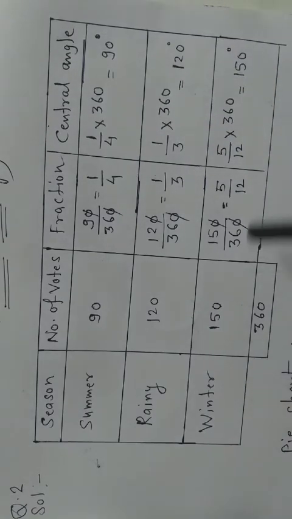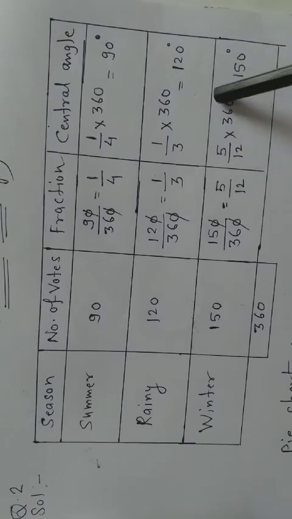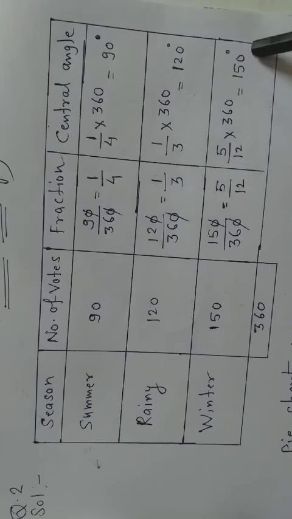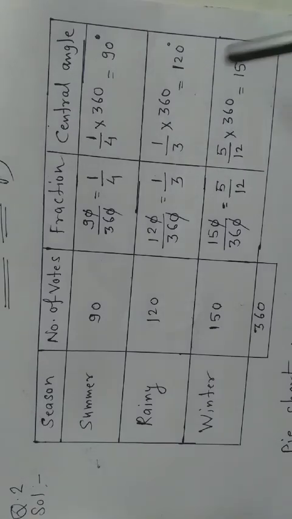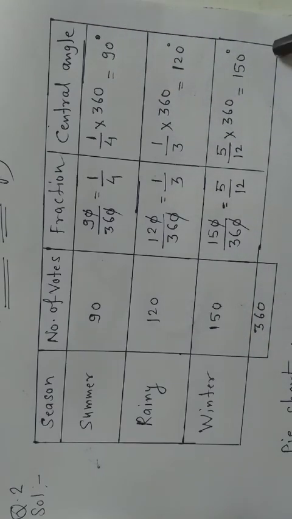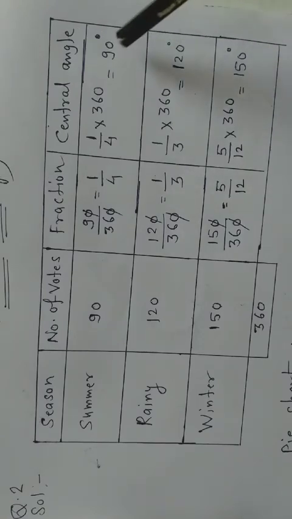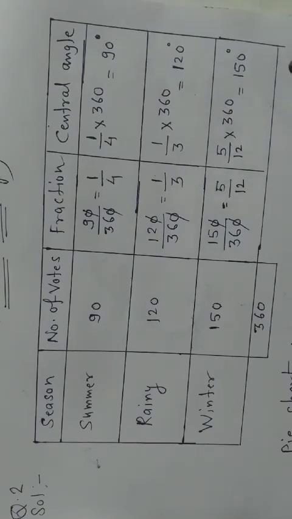And then winter, 5 by 12 multiplied by 360, so it is the 12 table, 12 threes are 36, 0, and 30 into 5, it will be 150. So student, in this manner we have converted our data into degree angles. And one more thing that you can verify, after getting all the data in degrees, you do its total. Its total should always come to 360.